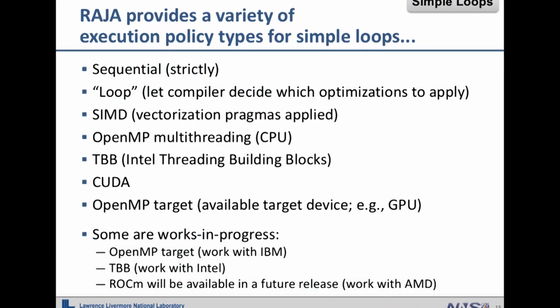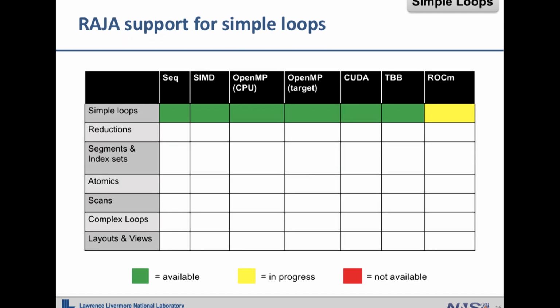In addition to those, we have a couple of work in progress backends, of which OpenMP target is one. We also have a backend for running on AMD GPUs as well. And this is the stoplight chart of how well everything's working across all the different backends. And we have these stoplights for every set of features.